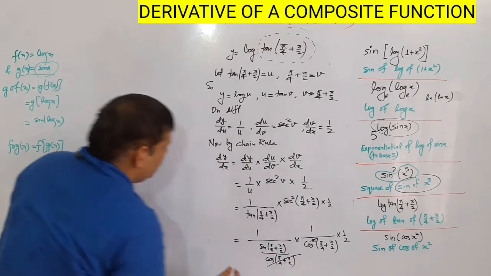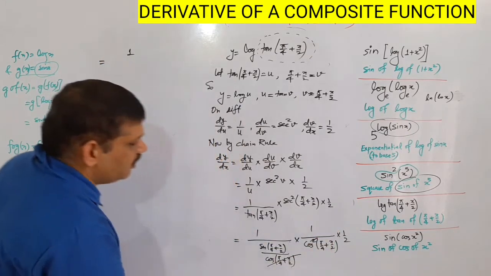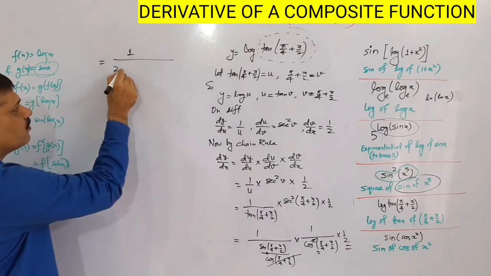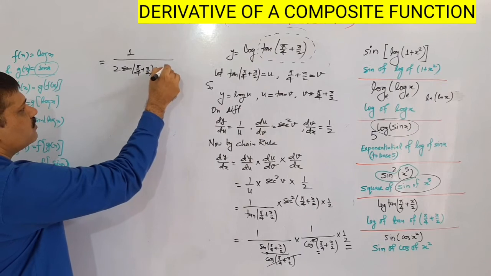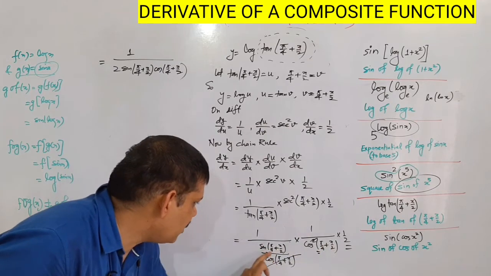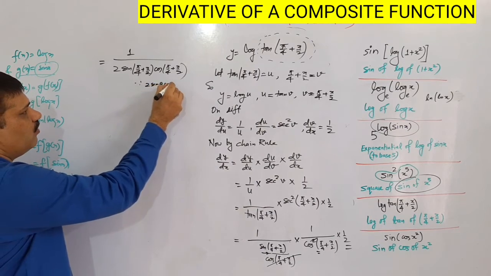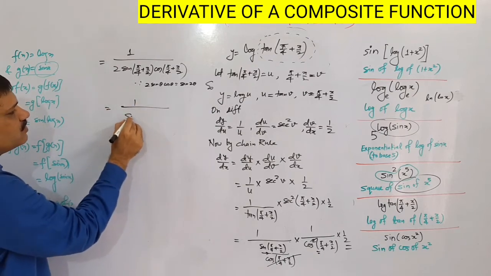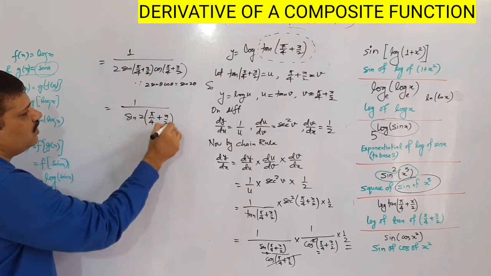Now you can see the denominator. In the numerator you have only 1 into 1 into 1. In the denominator we have 2 sine theta cos theta. So 2 sine pi by 4 plus x by 2 into cos pi by 4 plus x by 2. You can see 2 into sine of theta into cos of theta. And we know 2 sine theta cos theta is nothing but sine of 2 theta. So this is 1 upon sine of 2 theta. Theta actually is pi by 4 plus x by 2.